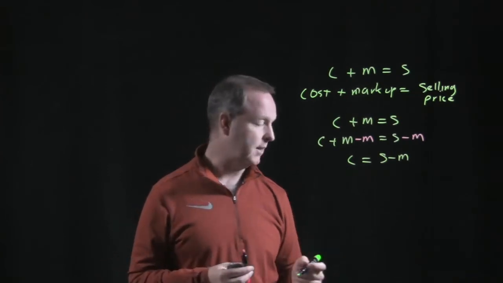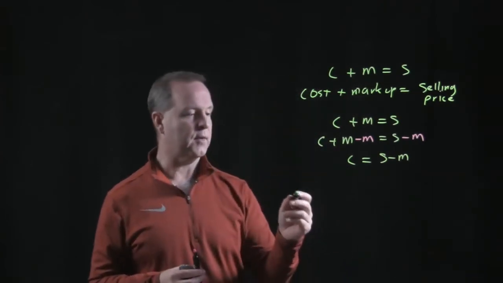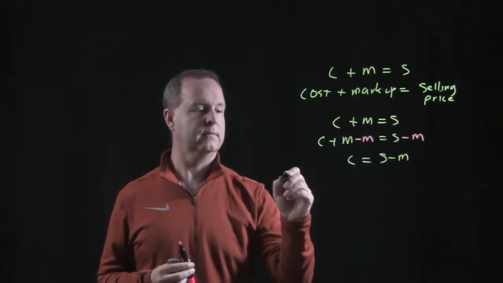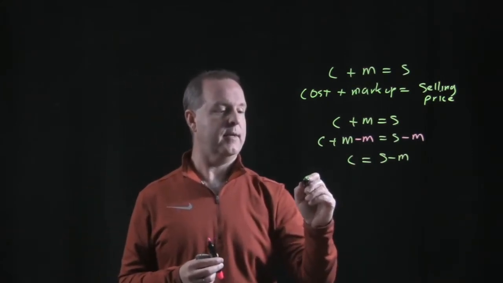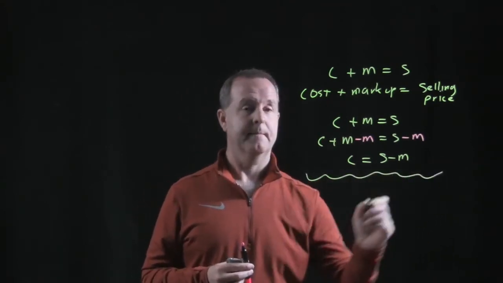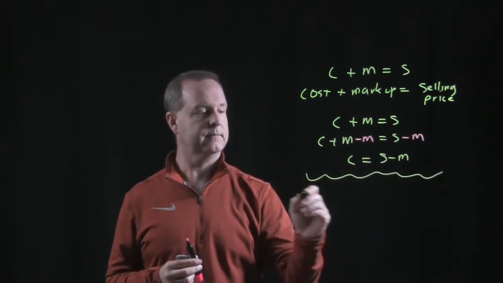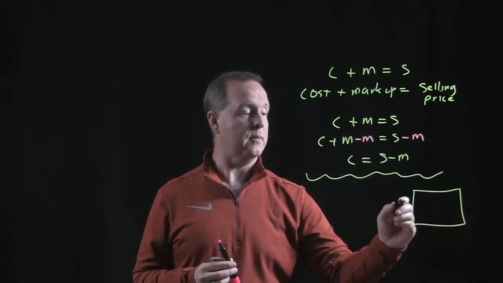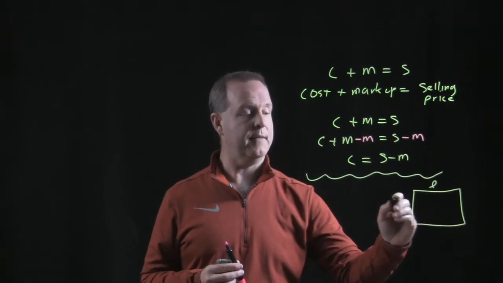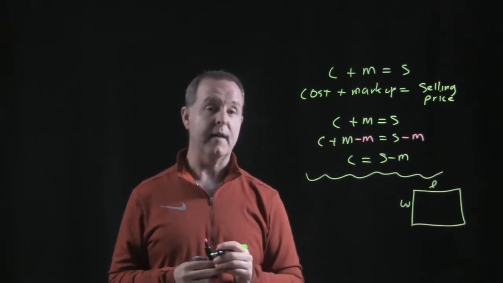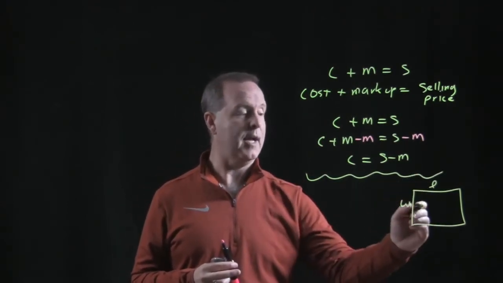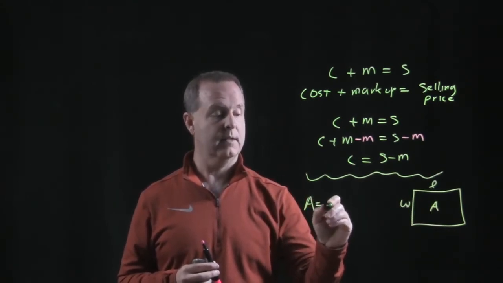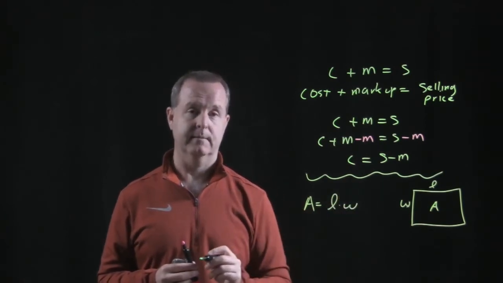Another example that we're going to explore is, for example, the area of a rectangle. What's the area of the rectangle? Well, if I have a rectangle, I have some length and I have some width. We've learned that the area, the space inside, is the length times the width. So I would have some area equals length times width.